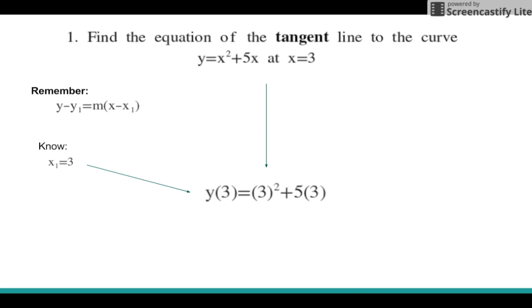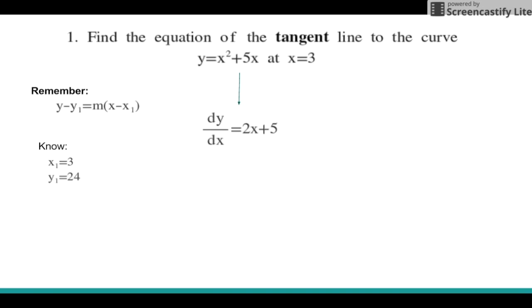Actually getting to the problem, we already know that x equals 3, and to find the other half of the coordinate point, or the y value, we can plug x1 equals 3 into the original equation. So we're going to end up with a y value of 24, which can just be rewritten instead of y of 3 equals 24 as y1 equals 24. Now, to find the slope, we are going to take the derivative of the original equation, which will give us dy over dx equals 2x plus 5.